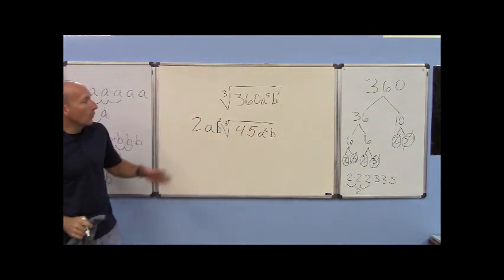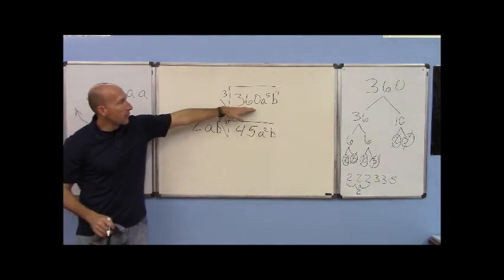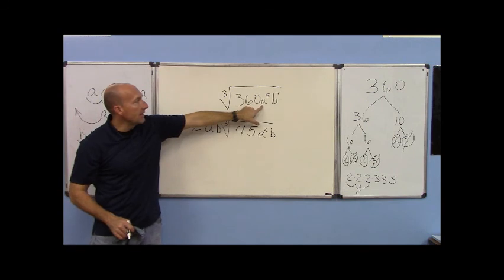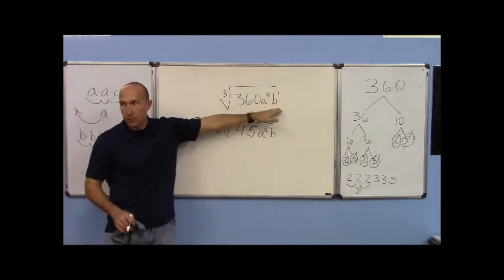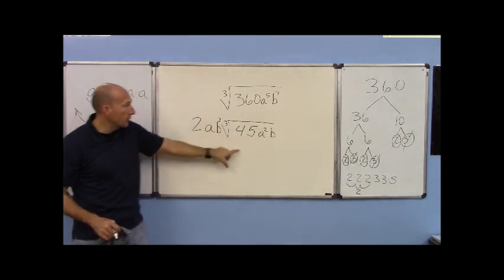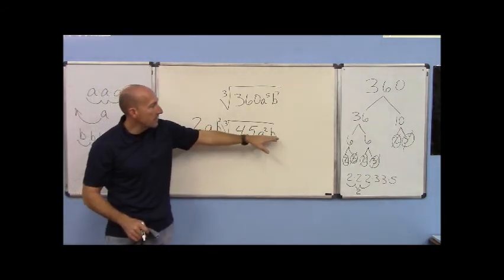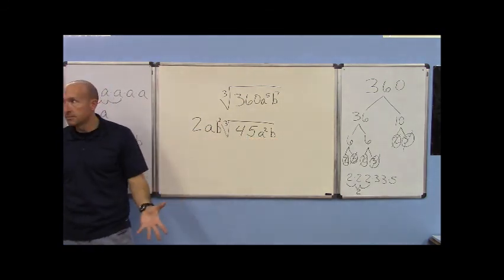Okay? So we are able to simplify 2, because we found 3 2's that are a factor of 360. We found 3 A's and pulled that one out. We found 2 sets of 3 B's, so we got to pull 2 of those out. And what's left over is the 45, A to the second, B to the first. And this is simplified.